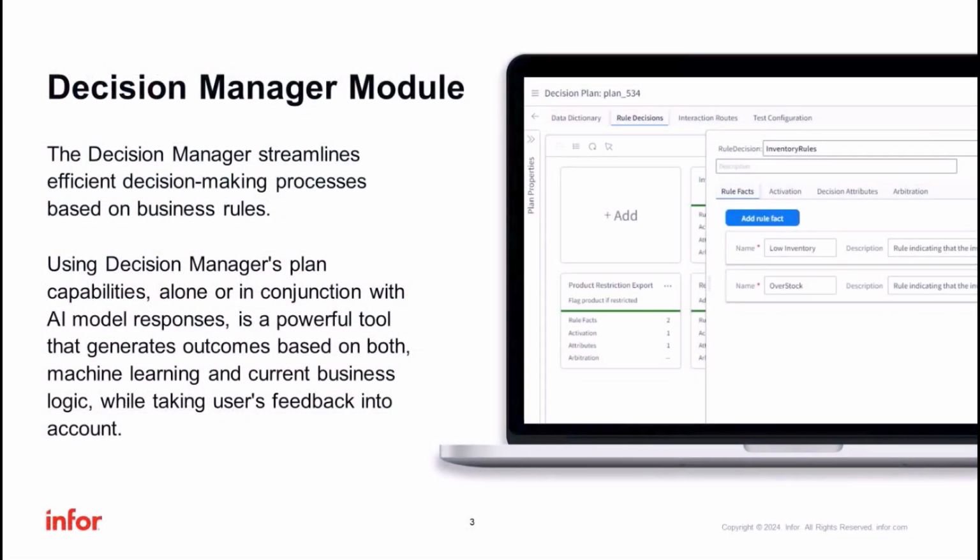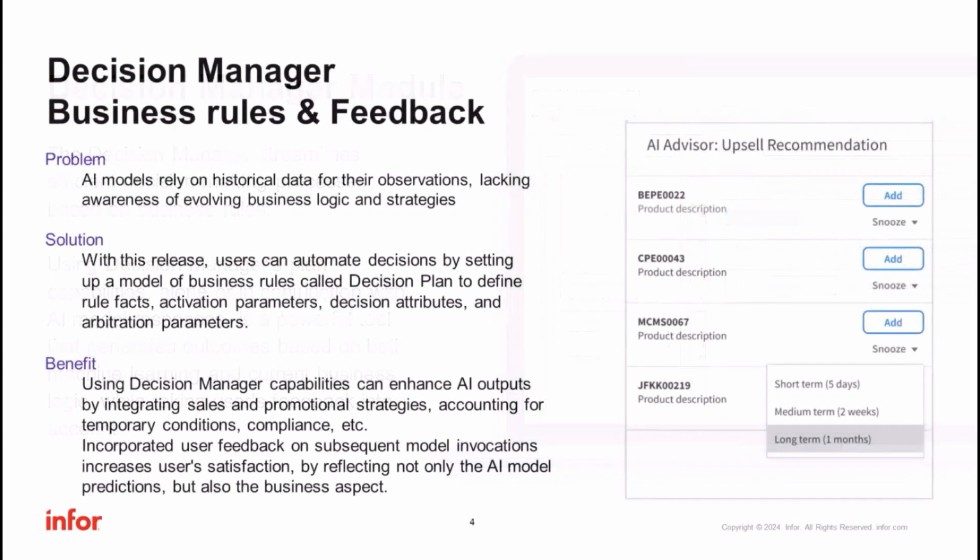The Decision Manager is a new module within the Artificial Intelligence application. It is designed to augment artificial intelligence model outputs with business logic and eventually improve and automate the decision-making process for our users. Decision Manager addresses the problem of AI models relying on historical data for their observations.